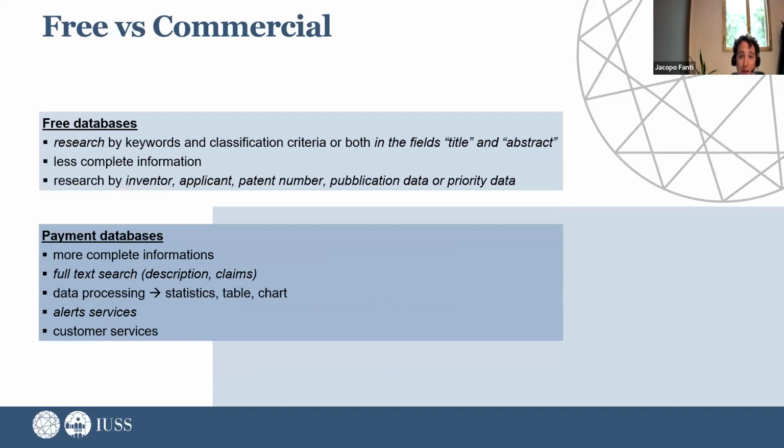As I mentioned before, there are free and commercial databases. The main difference is that with a free database, the search you can launch is related just to the title and the abstract. This is a very strong limit, and we will see why. Also, in general, free databases have less complete information related to a patent, and so paid databases, of course, provide a better service.